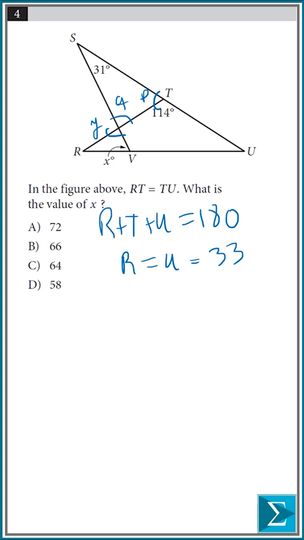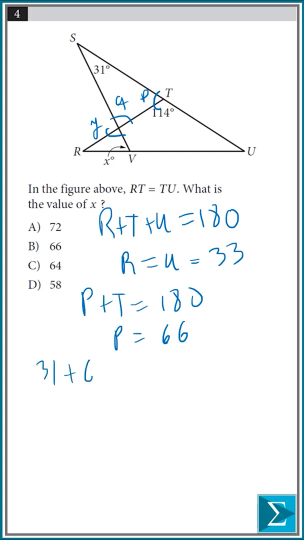Next, we'll note that angle P is the supplement of angle T, such that P plus T is equal to 180 degrees, making P 66 degrees. We can use these two values and the given value for S to find angle Q. We'll set up another equation for the sum of interior angles such that 31 plus 66 plus Q is equal to 180 degrees, making Q 83 degrees.